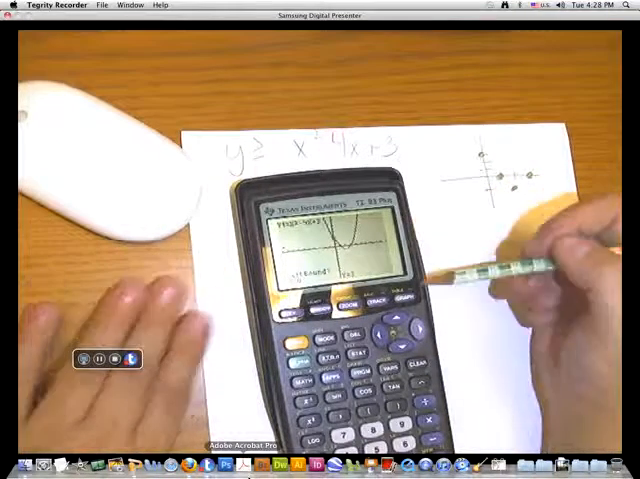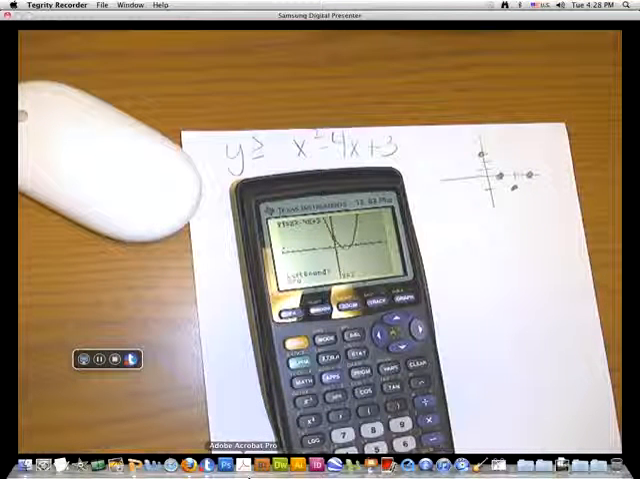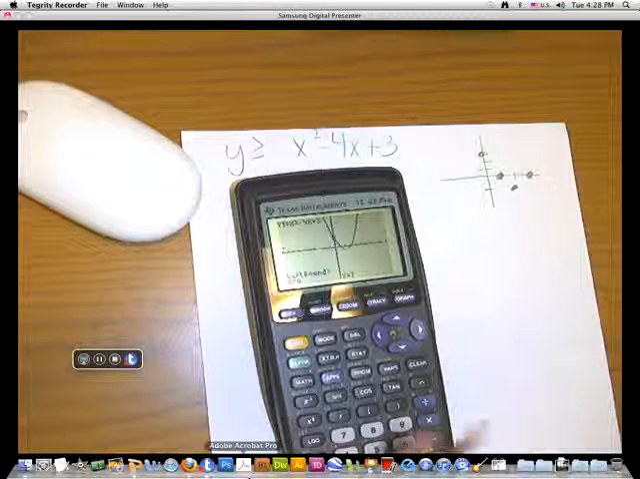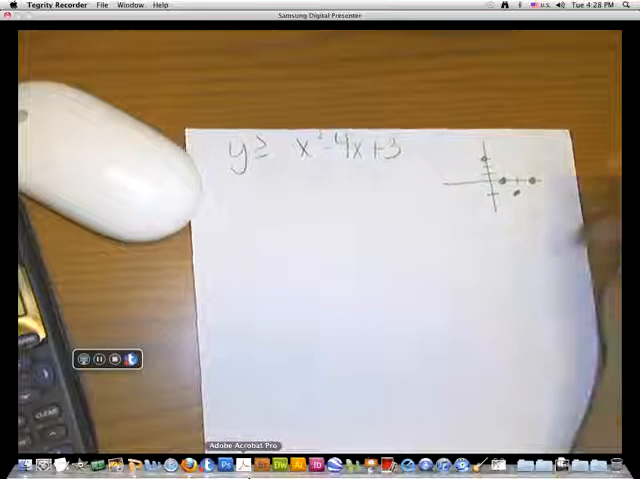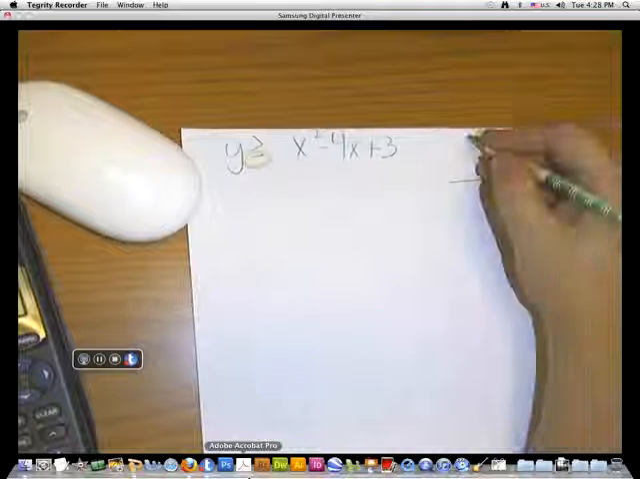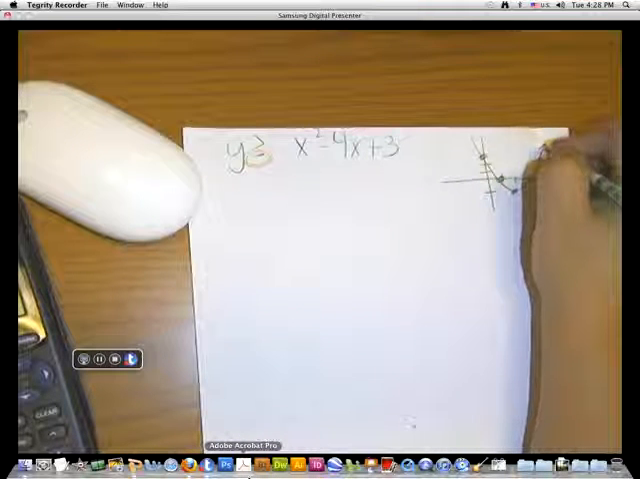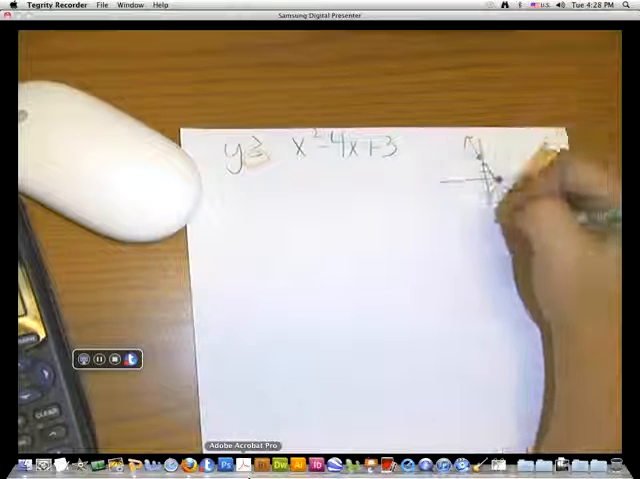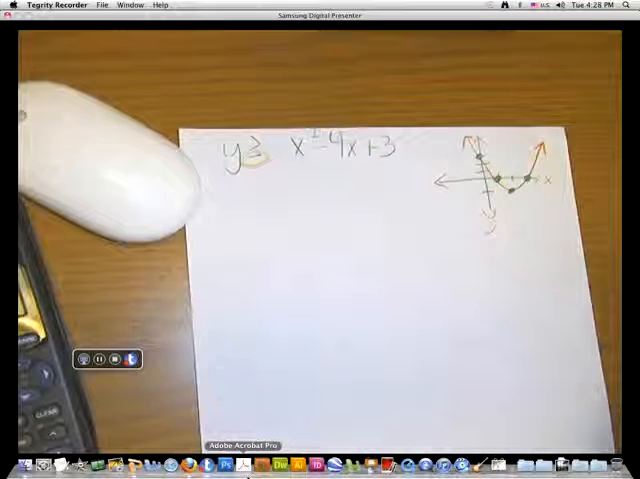Again, I'm not going to go through this calculator stuff. You've been hopefully doing it long enough and well enough that you should be able to find minimums, maximums, x-intercepts, y-intercepts at this point. So now we need to connect our dots. Our dots are connected with a solid because it's equal to. Make sure we have arrows. Again, our axes, make sure they have arrows, make sure they have labels.